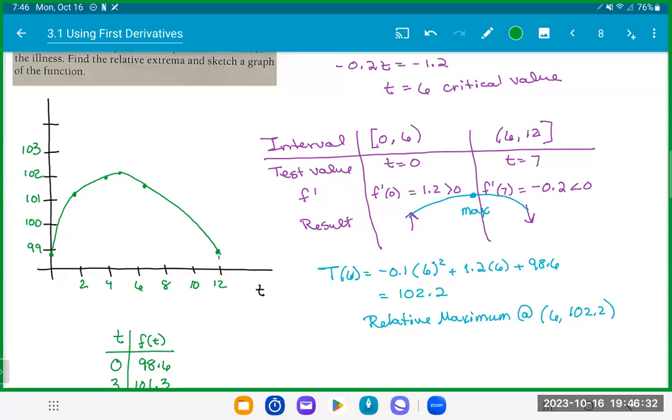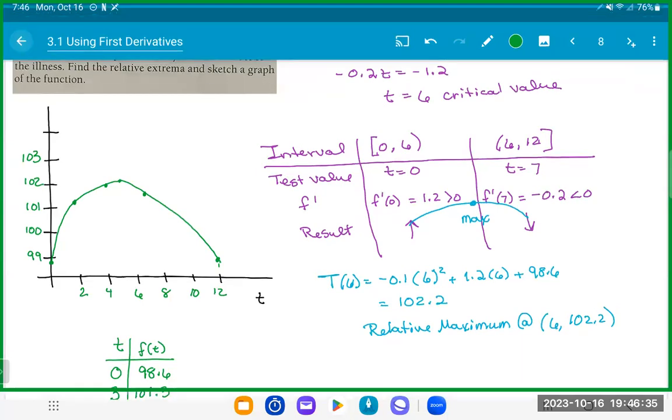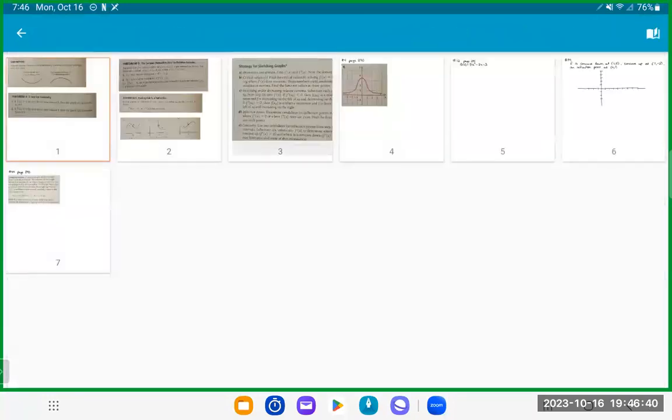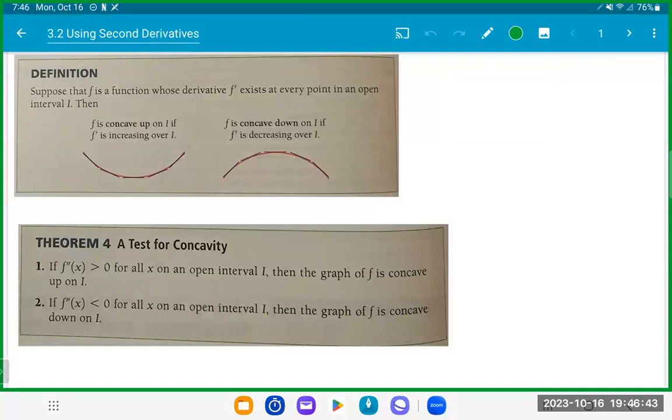All right. So let's go ahead and move into 3.2. In this section, we're going to start looking at the second derivative test. What we just did was the first derivative test. Now we're going to look at the second derivative test, and this is going to help us to classify maximum and minimum values as well. It will also help us to show whether a graph is concave up or concave down.